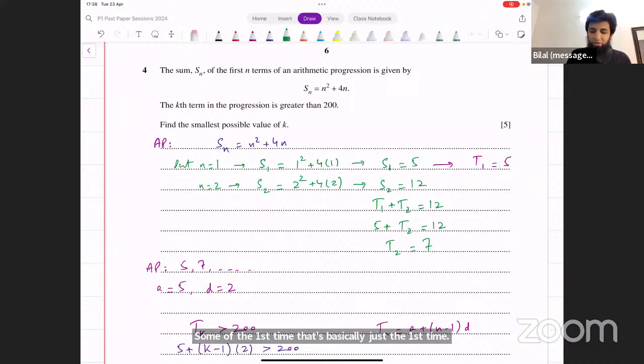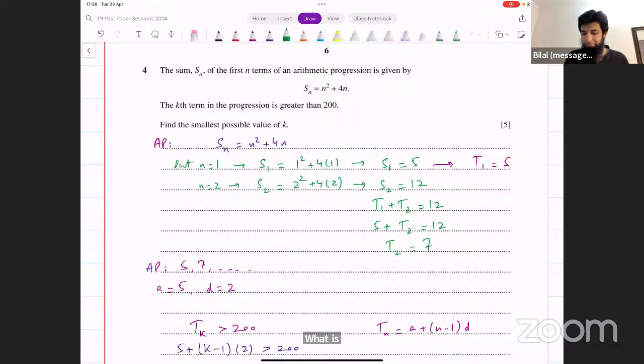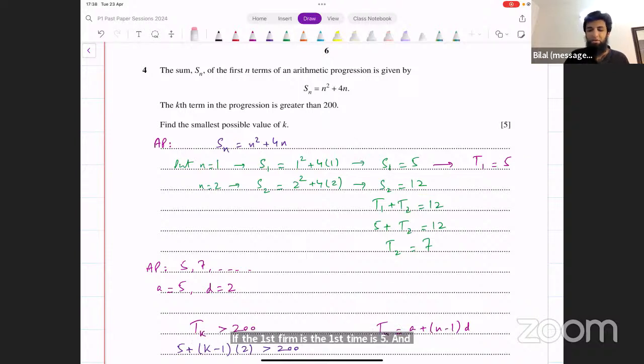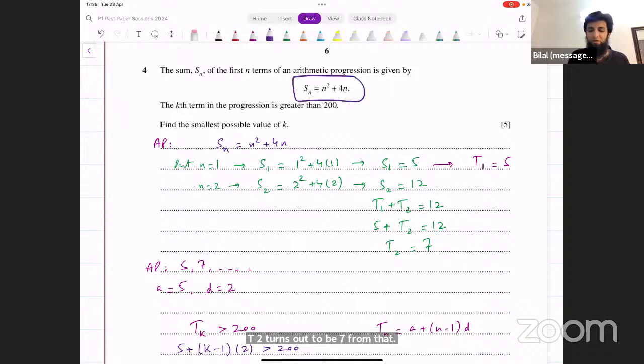Then what we did was we input n equal to 2 here. What is n equal to 2 supposed to give us? When we input n equal to 2 in this, we get S2. S2 is 12. S2 means sum of the first two terms, that means the first term and the second term. Their sum is supposed to be 12. If the first term is 5, and the sum of the first two terms is 12, that means the second term, therefore, is going to be 7, because 5 plus T2 will be 12, and T2 turns out to be 7. Okay, so this is the sum formula that we're given in the question.